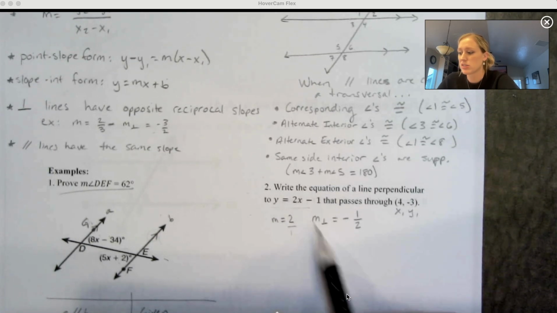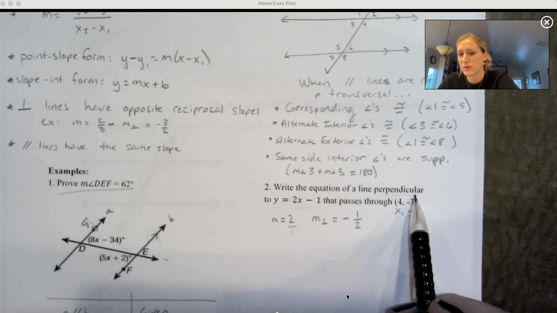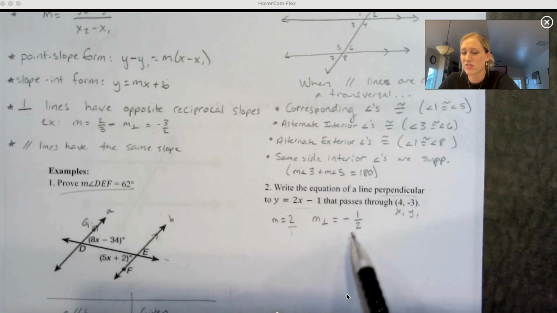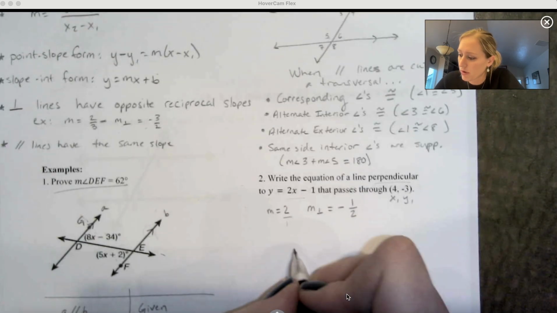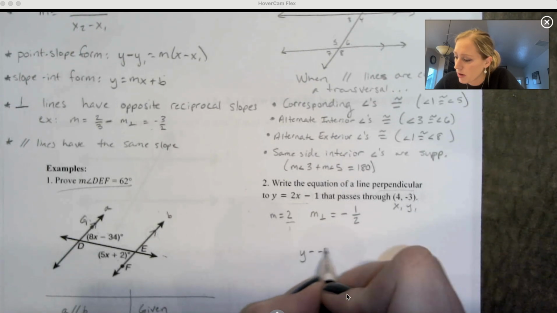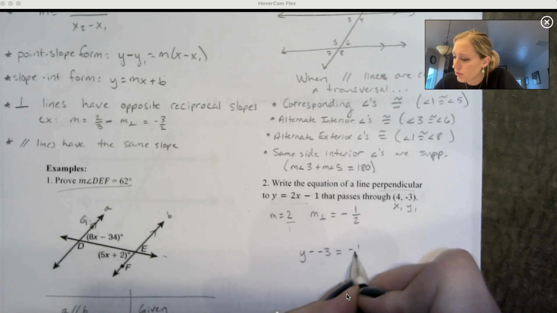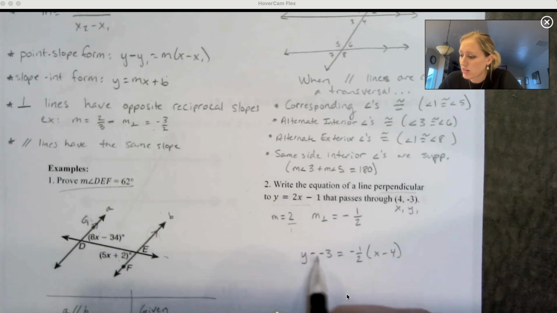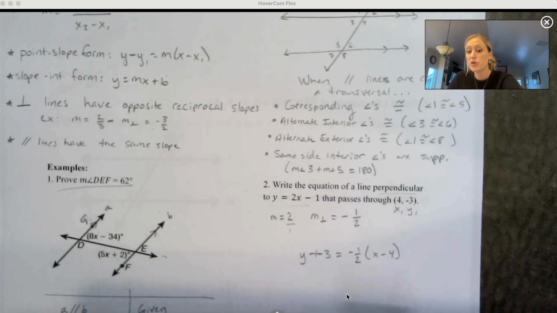So this is the slope I want to use to make sure it's perpendicular, and I need it to go through this point. So because I have a point and slope, I'm going to put it in point slope form. So I've got y minus y1 equals my slope times x minus x1. I can simplify that to just addition. So you are welcome to leave it like this. This is point slope form.